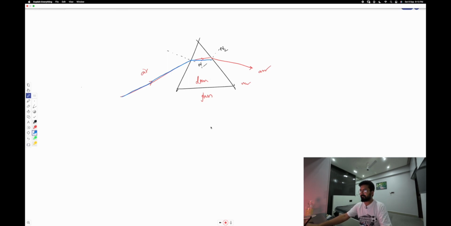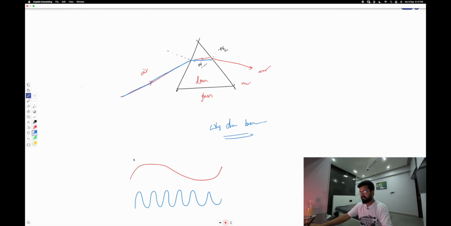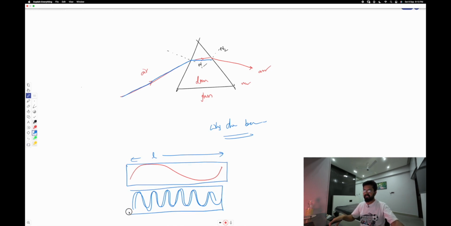Why does blue bend more than red? Okay, so if this is the wavelength of red, that's the wavelength of blue. So in a given same length, red has only one wave, whereas blue has 1, 2, 3, 4 and 5. So it has about 5 waves. If I'm talking about a given area, which of the colors has more wave interaction? It's the blue one, right?